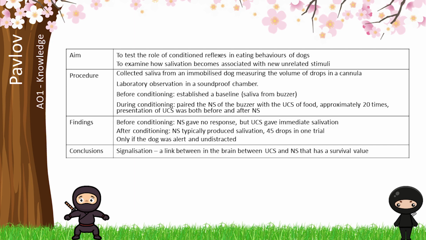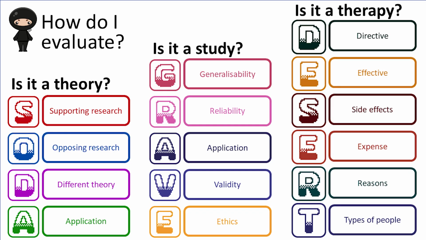Your findings come from all of the information about after conditioning and what was happening beforehand in relation to the neutral stimulus. You also want to have some quantitative data here with 45 droplets of saliva being collected in one of the trials. The conclusions here come in terms of signalization and a link in the brain between the unconditioned stimulus and the neutral stimulus. You could talk about that being a survival mechanism, and that would be a useful link to nature as well as nurture in relation to Pavlov's study.